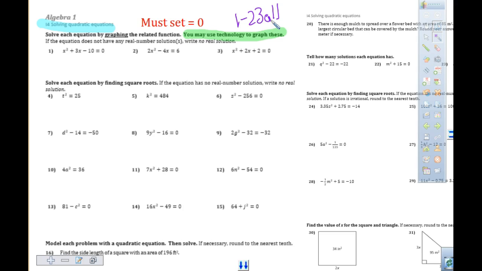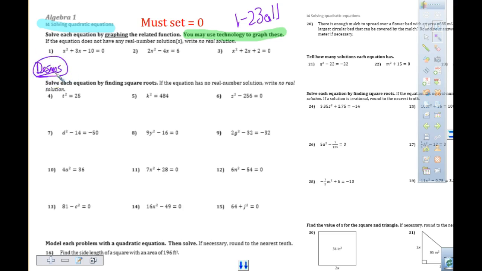So the most common mistake on this test and on this quiz is people forget the 2 solutions. They'll say if x squared equals 25, the answer is 5, and they forget the negative 5. So you just need to be really conscious of that. It says here that you may use technology. Use the Desmos calculator, right?